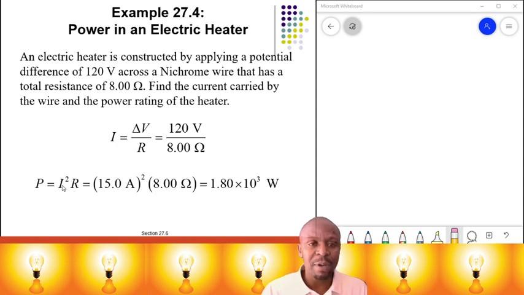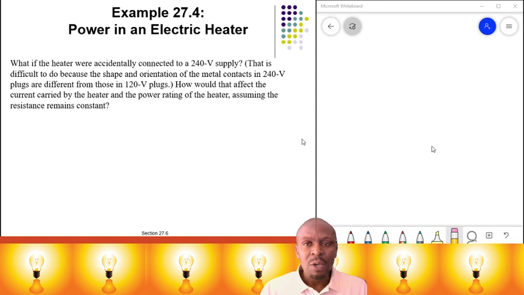Now you know that the power is just given by I squared R. The result for 120 divided by 8 is nothing else but it's just 15.0 amperes. Now as a result, your power is just going to be given by 1.80 times 10 to the power 3 watts.